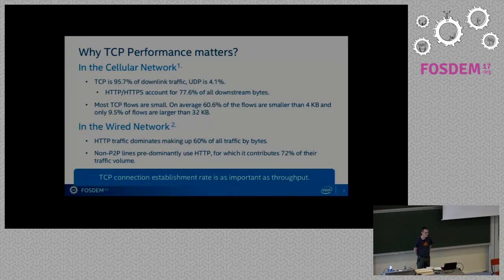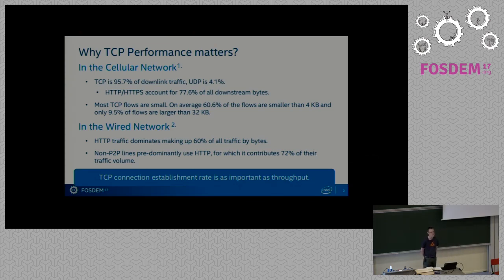So why does TCP performance matter? Well, TCP performance is really heavily a part of user experience. In the wireless network, TCP dominates. TCP makes up about 95% of traffic in the cellular network. About 4% is UDP, and the rest of it's in the noise.